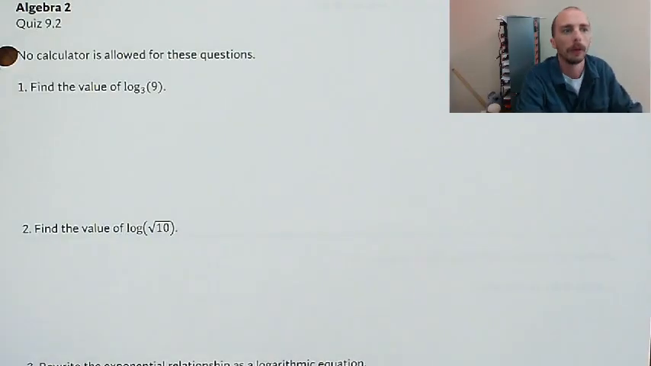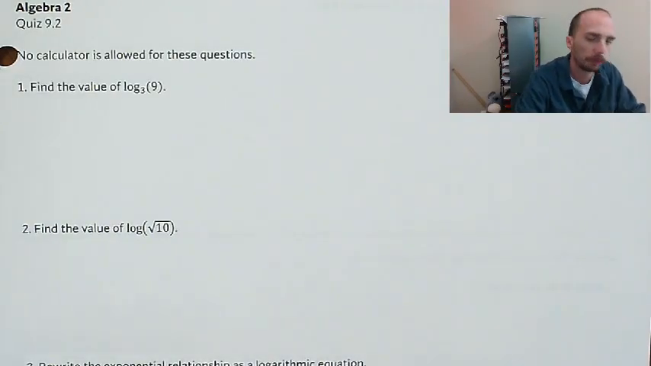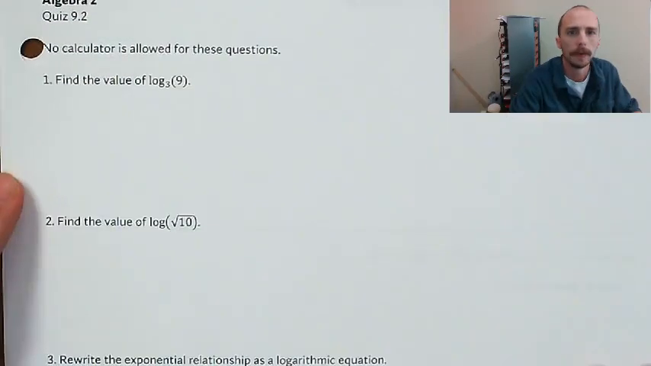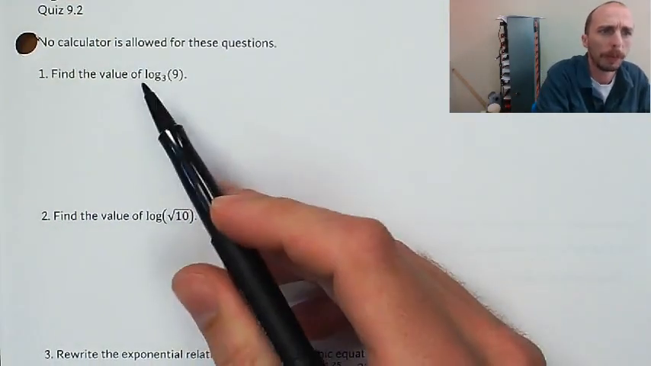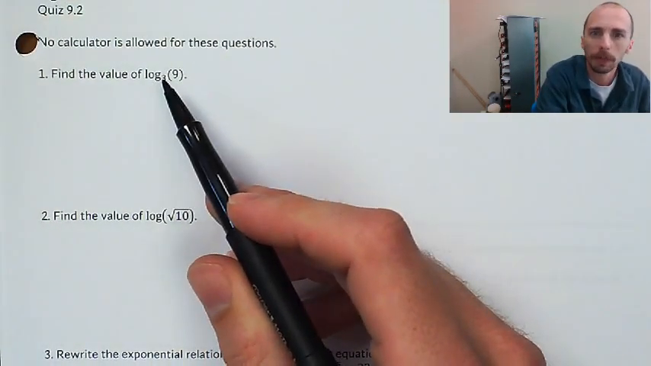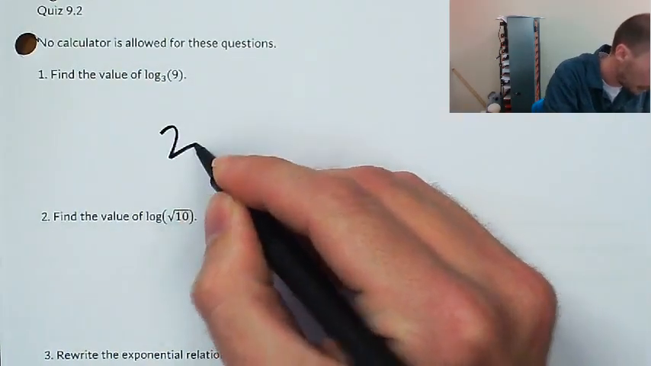In this video, I'm going to be working Algebra 2 Quiz 9.2, and I'm going to start with Form A. And this one starts off pretty easy. Okay, what's the log with base 3 of 9? What exponent do I put on 3 to get 9? I put the 2 exponent on 3 to get 9.